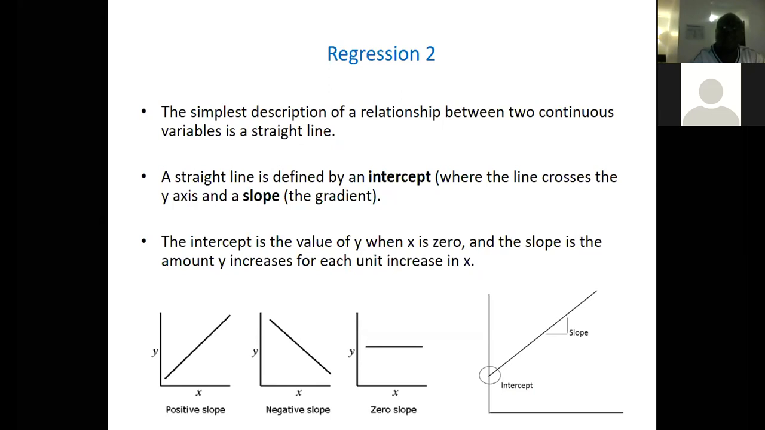A straight line just means how they relate linearly. Even if you remember the correlation we discussed, it's something like that, a linear association. If this one increases, by how many amount does the other increase? If they move in opposite directions, as one increases, the other one decreases by a certain amount.